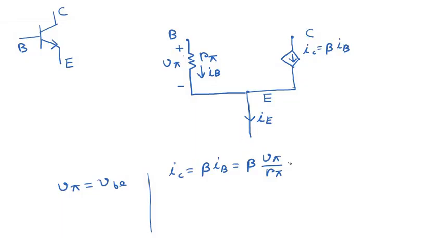Now this beta by R pi is basically written as GM. So beta divided by R pi into V pi is written as GM into V pi. So this is equal to GM into V pi. This GM is known as the small signal transconductance.